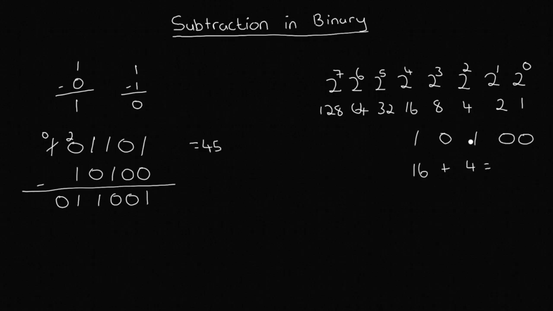So I wrote down my next binary number, which is 10100. That's equal to 16 plus 4, so 16 plus 4 is equal to 20. We all know if we take 20 from 45, it will leave us with 25. Our next question is, is this binary number 25?